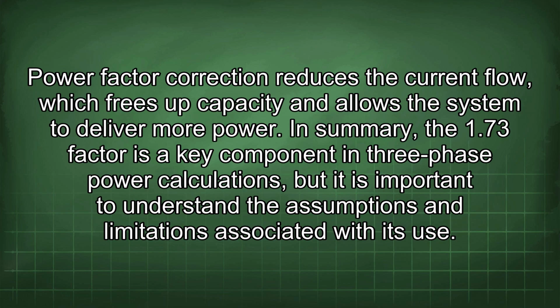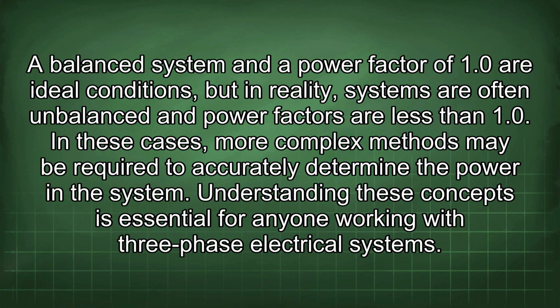In summary, the 1.73 factor is a key component in three-phase power calculations, but it is important to understand the assumptions and limitations associated with its use. A balanced system and a power factor of 1.0 are ideal conditions, but in reality, systems are often unbalanced and power factors are less than 1.0. In these cases, more complex methods may be required to accurately determine the power in the system. Understanding these concepts is essential for anyone working with three-phase electrical systems.